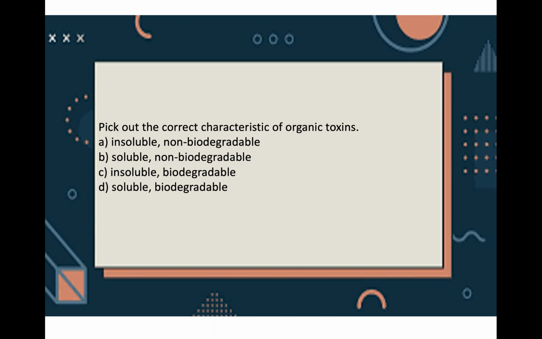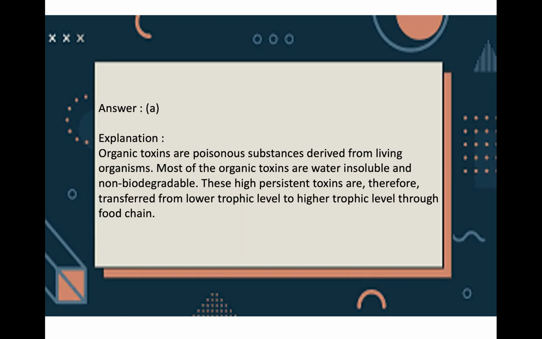And next question, pick out the correct characteristic of organic toxins. A, insoluble, non-biodegradable, B, soluble, non-biodegradable, C, insoluble, biodegradable and D, solid, soluble and biodegradable. Answer is A, insoluble, non-biodegradable. These organic toxins are derived from living organisms. These are poisonous and most of them are insoluble in water and non-biodegradable. And these highly persistent toxins are transferred from lower to higher trophic level through the food chain.